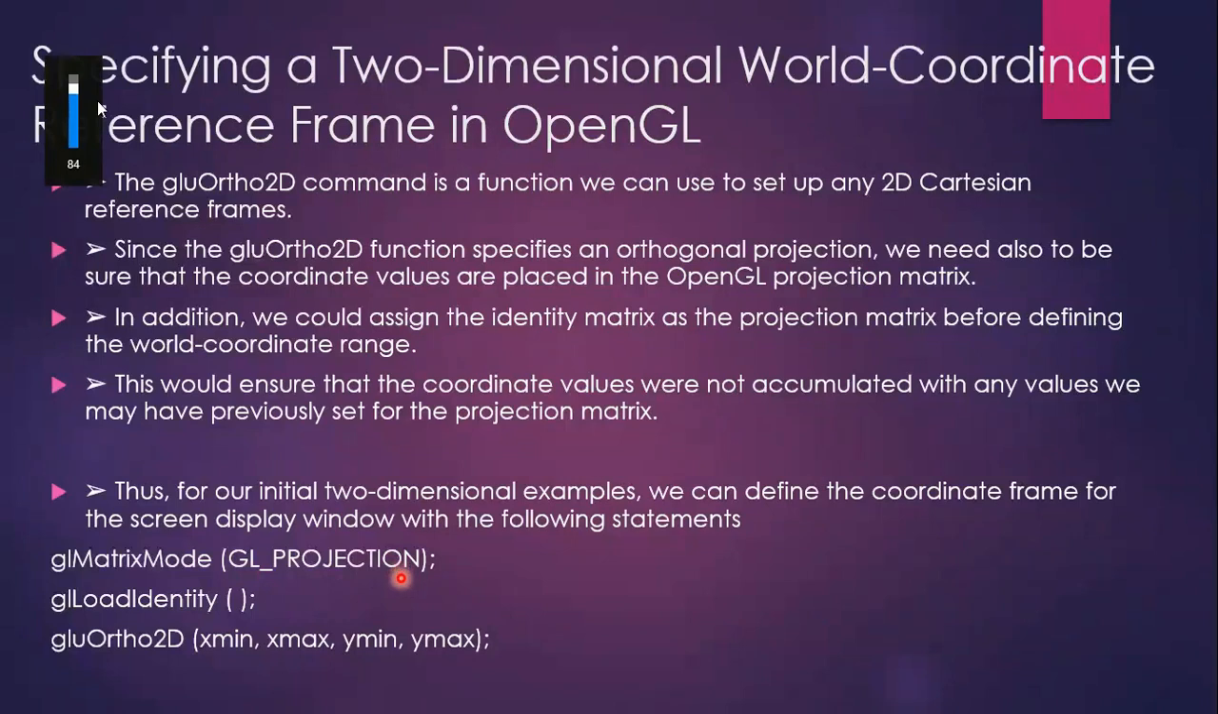So here the first statement is glMatrixMode(GL_PROJECTION). That is needed to transform any camera coordinates to the screen coordinates, so the projection matrix has to be set in the background. That's why we have the glMatrixMode GL_PROJECTION statement. Okay, so this is the parameter you have, GL_PROJECTION.